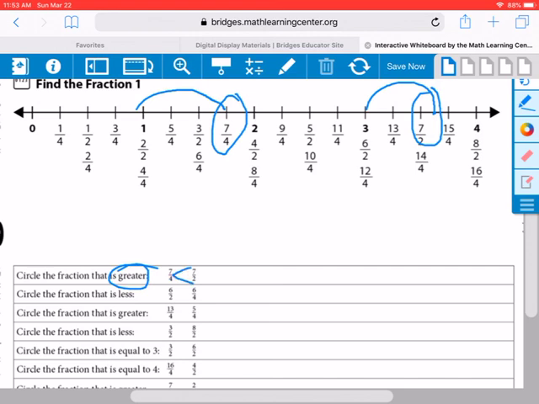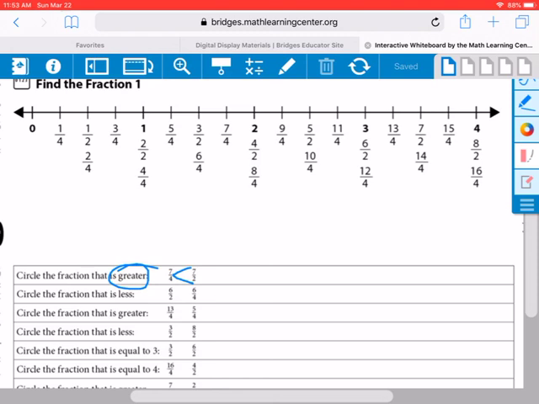Let's now find the fraction that is less in this next problem. Let me erase all of that. So which is less, 6/2 or 6/4? Again, the smaller the denominator, the larger the fraction, if the numerator is the same. So if this is true, I should be able to say, without even looking on the number line, that 6/4 is less than 6/2. But let's see if we can figure it out.